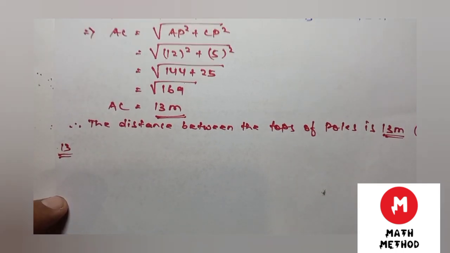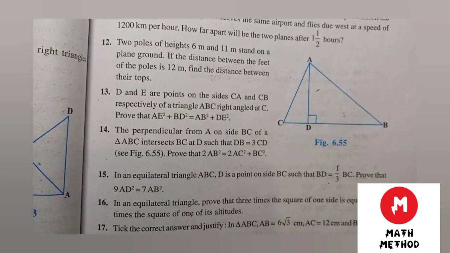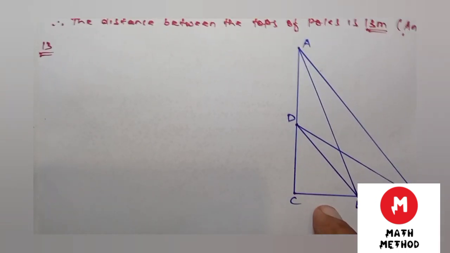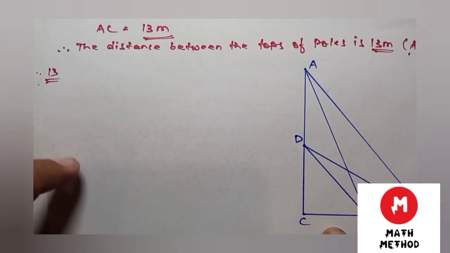Now question number 13. D and E are points on the sides CA and CB respectively of a triangle ABC, right angled at C. We have to prove AE square plus BD square is equal to AB square plus DE square. Let's start. This is my figure for question number 13. So I will write like this.